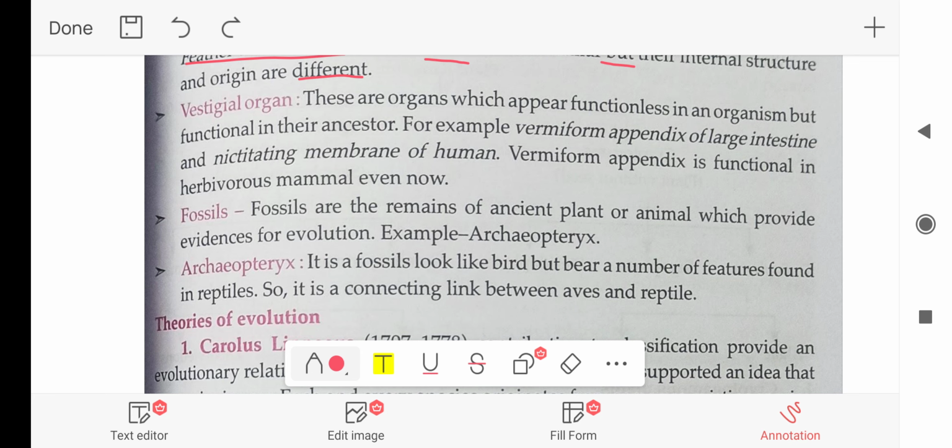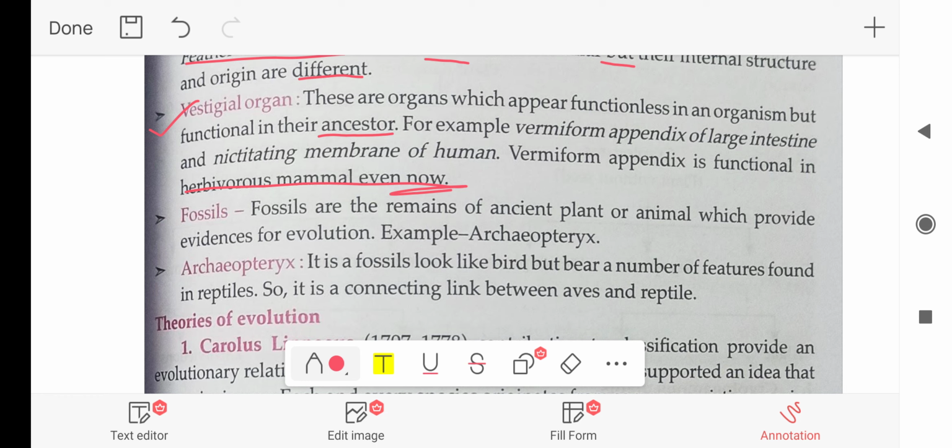Next, vestigial organs. Vestigial organs are the organs which appear functionless in an organism but were functional in their ancestors. For example, vermiform appendix of large intestine and nictitating membrane of human. Vermiform appendix is functional in herbivorous mammals even now. So vestigial organs are those which appear functionless in an organism but were functional in their ancestors.